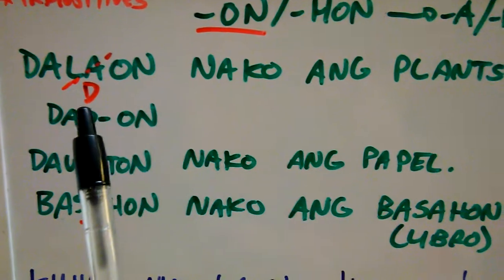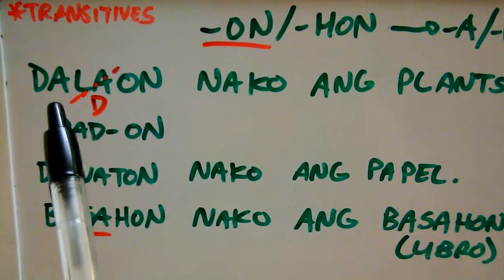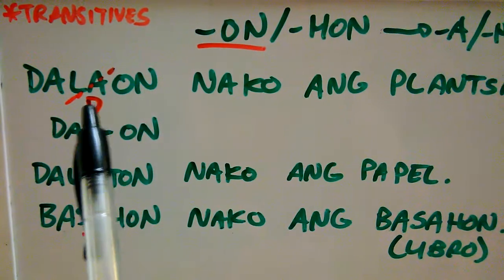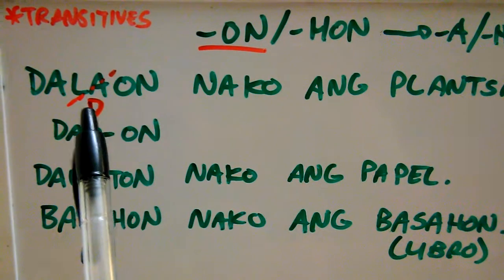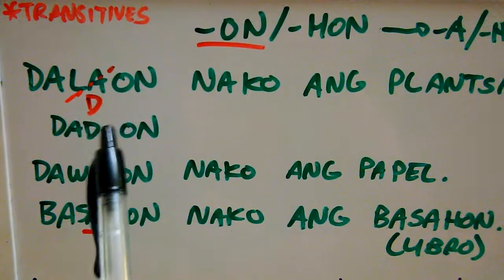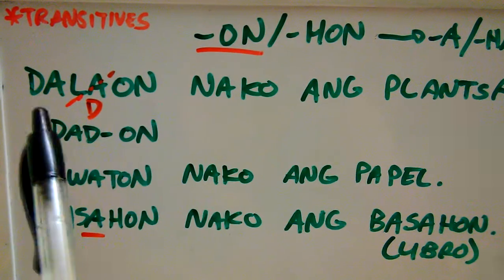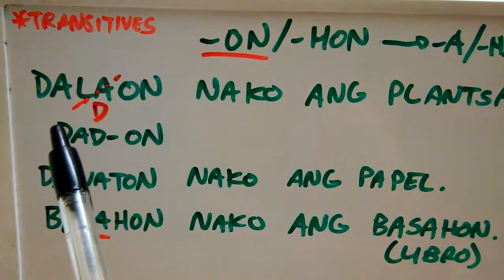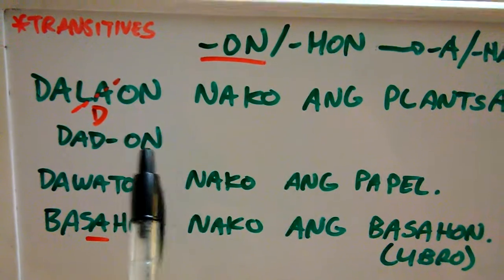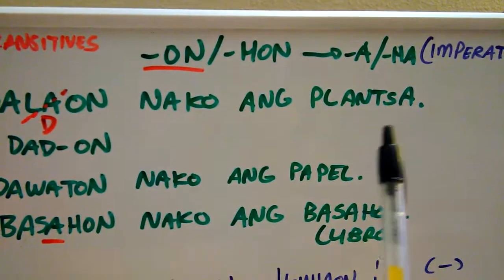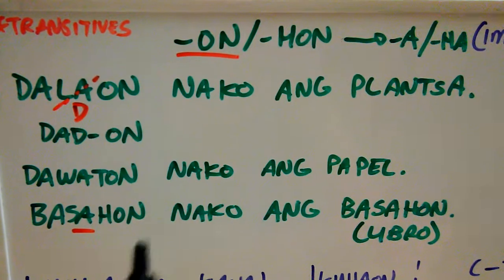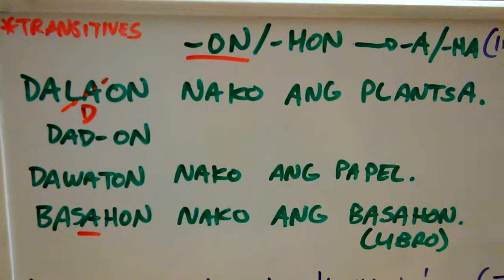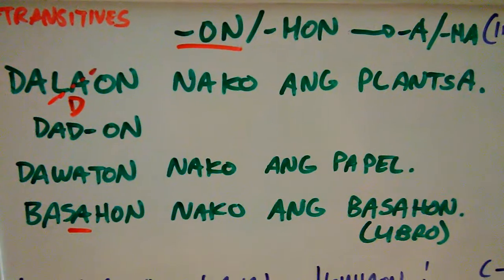So, dala means to bring, right? But because of a morphological process, dala gets changed to dad. This la gets deleted, and then we put a d in there. Because of that glottal stop, we still use on. So dad on becomes our new conjugated verb. Dad on nako ang plansa. I will bring the iron. It's the iron, like to iron the clothes. What we call plancha is an iron.